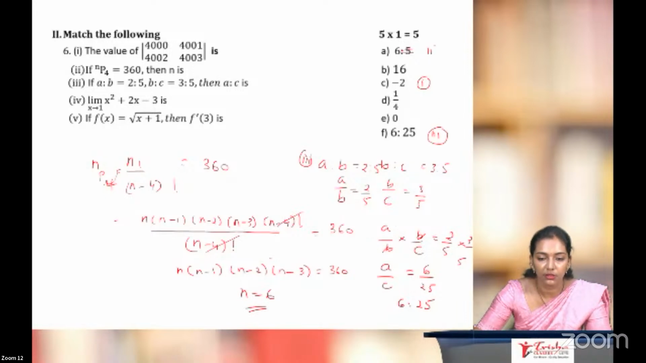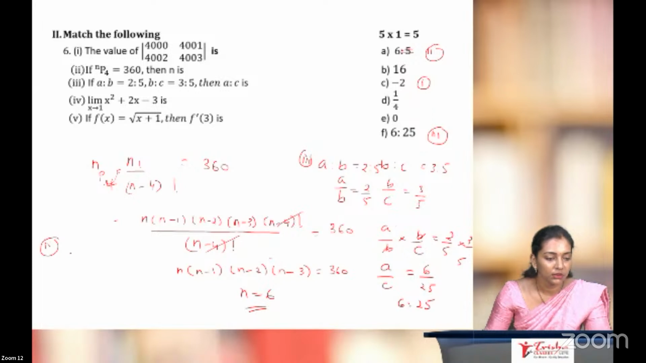This is the second answer. Okay, so next is limit x tends to 1 of (x square plus 2x minus 3). Since it is not in the 0 by 0 form, you can actually substitute x equal to 1 in the function and calculate. So, I will just solve it here.